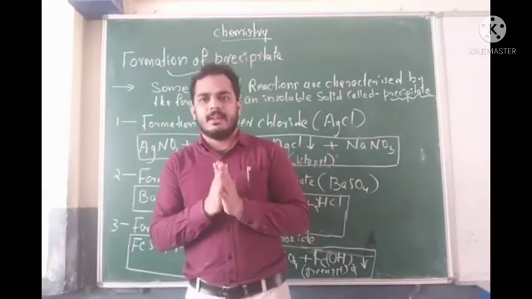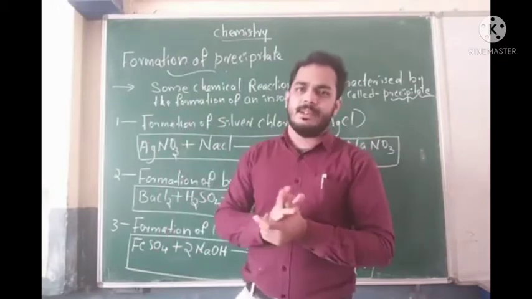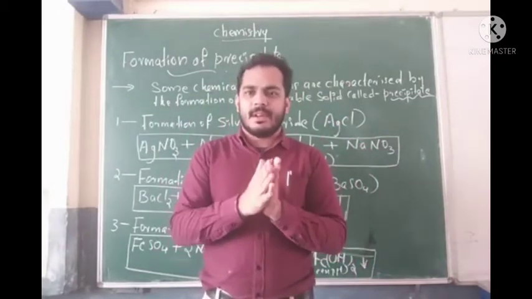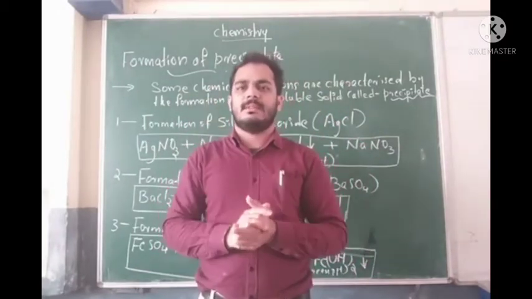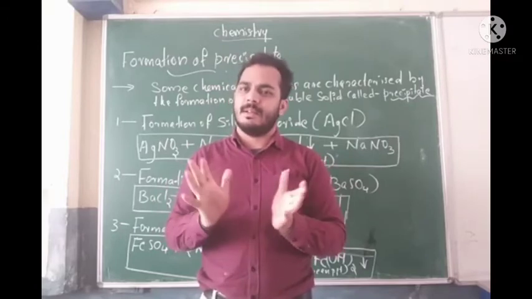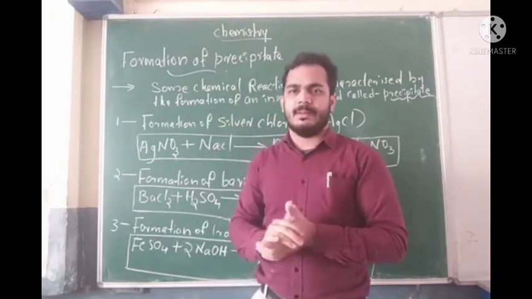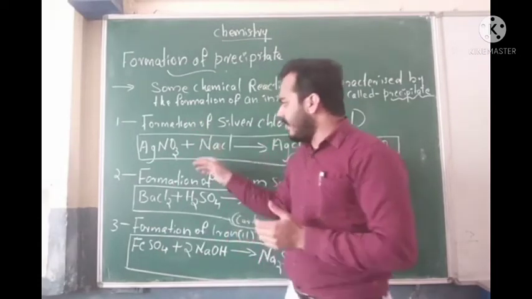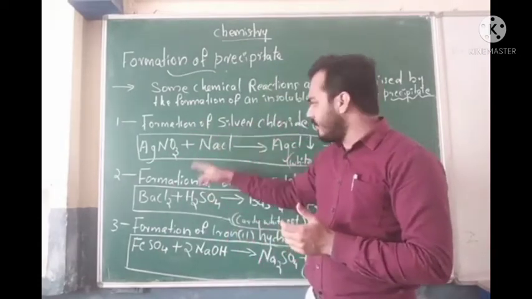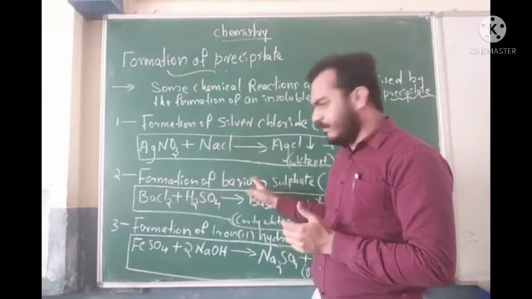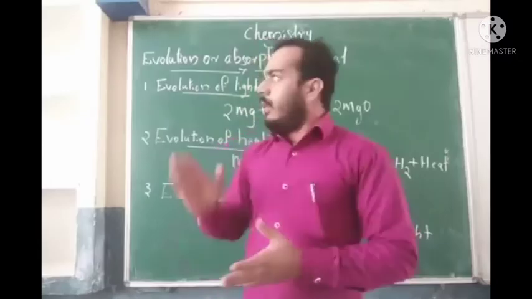So this character means the formation of precipitate. So when some chemical reactions produce an insoluble solid substance, it is called a precipitate. So I hope all of you understood these three chemical reactions: formation of silver chloride, formation of barium sulfate, and formation of iron hydroxide.